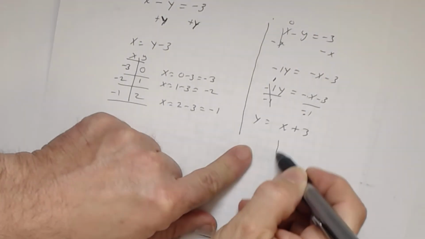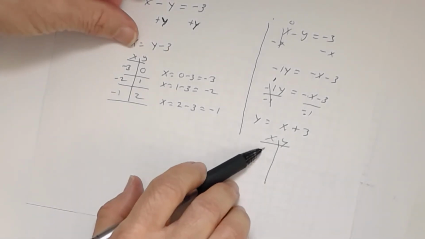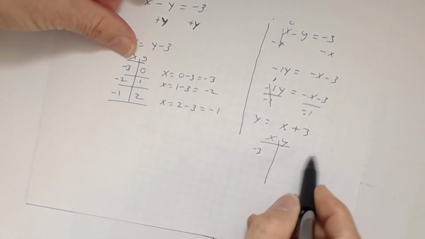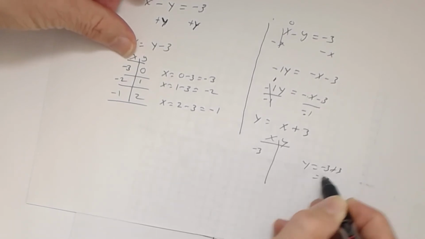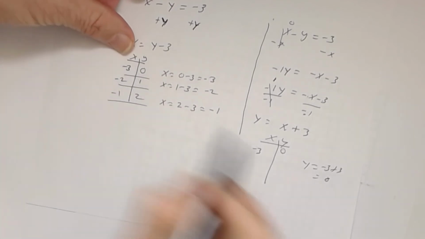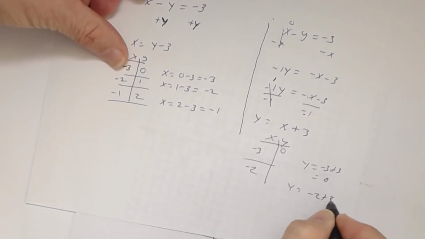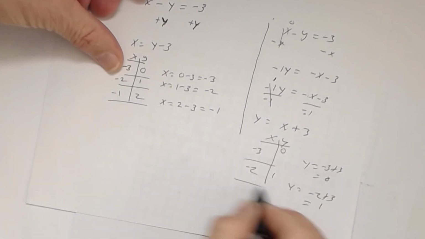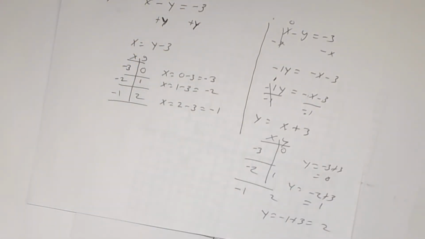So if I plot some points here, I want to show you this. I'm just going to use the same points. If I let x equal negative 3, I get y equals negative 3 plus 3, which is 0, which is this right here. If I let x equal negative 2, I get y equals negative 2 plus 3, which is 1, which is this right here. If I let x be negative 1, I get y equals negative 1 plus 3, which is 2, which is this right here. All right, so you see those are the same equation, just written differently.